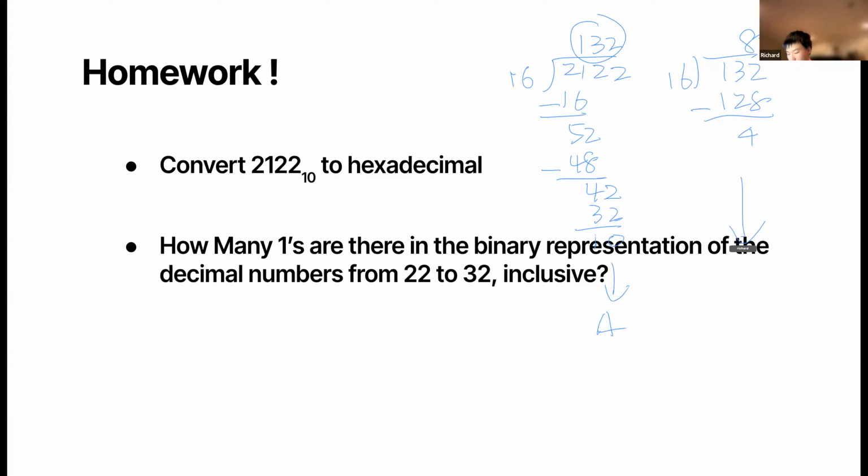Okay, so this is 4, and then lastly, this is just 8. So going reverse, our answer is 8 for A.